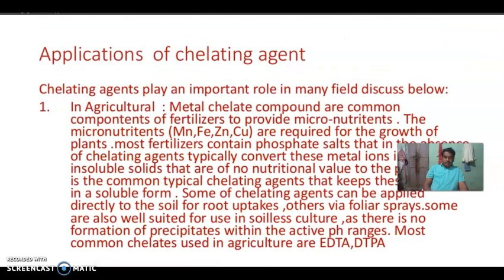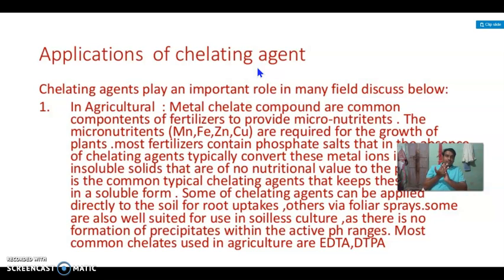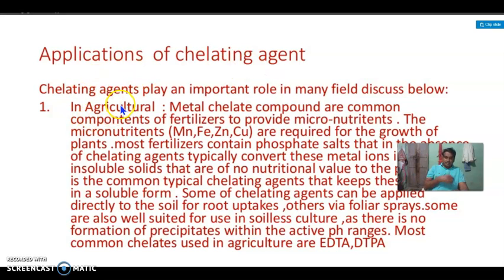Now, the next topic is the applications of chelating agents. Chelating agents play an important, vital role in many fields discussed here. For example, the first field is agriculture. In agriculture, these play an important role. For example, metal chelate compounds are common components of fertilizer to provide micronutrients.